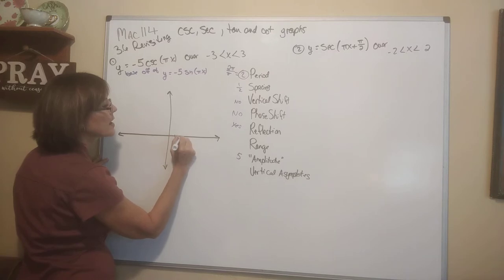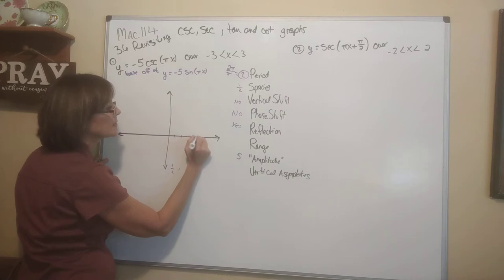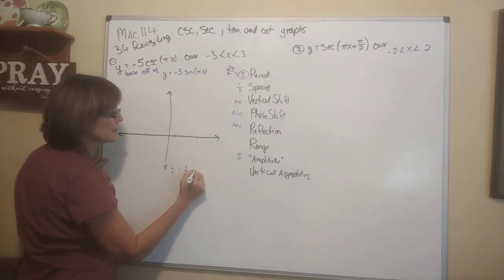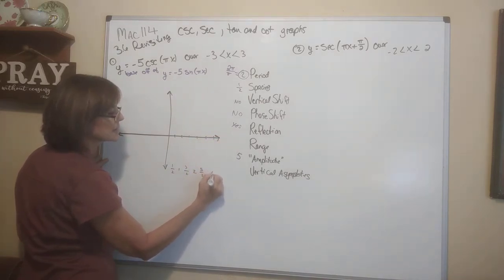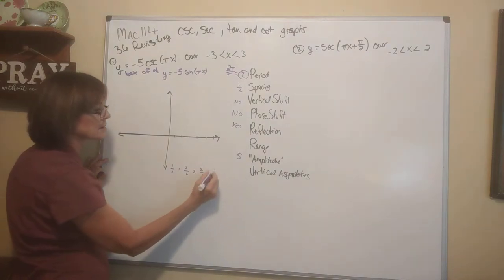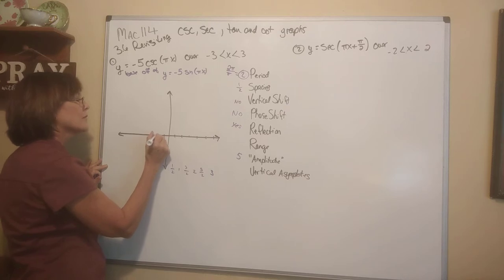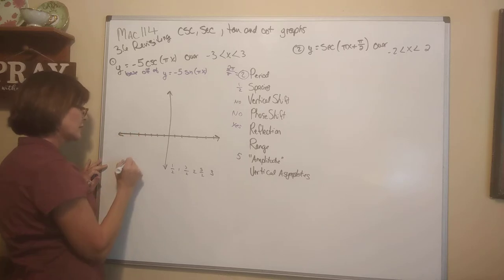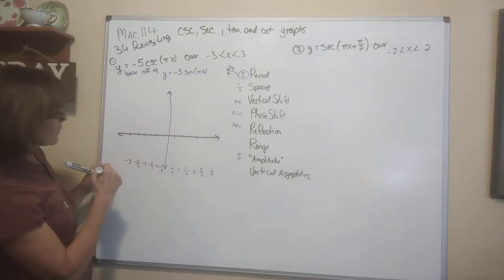So this is 1/2, 1, 3/2, 2, 5/2, and then 6/2, which is 3. Okay, let's go the other way. Negative 1/2, negative 1, negative 3/2, negative 2, negative 5/2, negative 3. So I've laid out my x-axis.